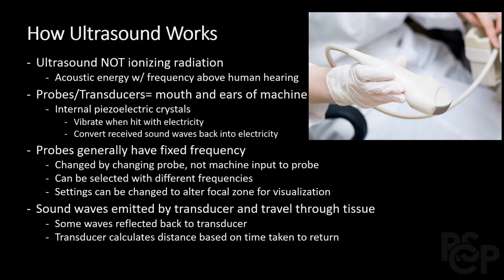Probes generally have a fixed frequency. This can be changed by changing the probe, not machine input to the probe. I'll go over different types of probes later on. Probes can be selected with different frequencies, and settings can also be changed to alter the focal zone for visualization. Sound waves are emitted by a transducer and travel through tissue. Some waves can be reflected back to the transducer. This transducer is able to calculate distance based on time taken to return.